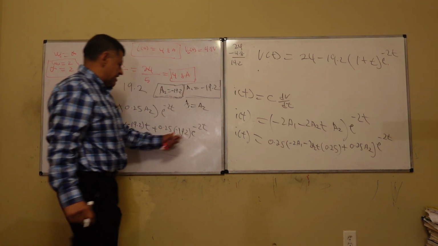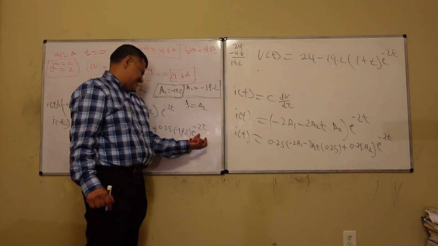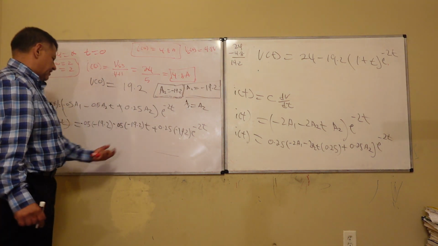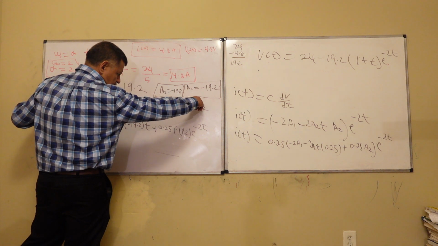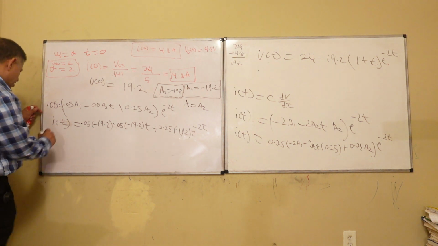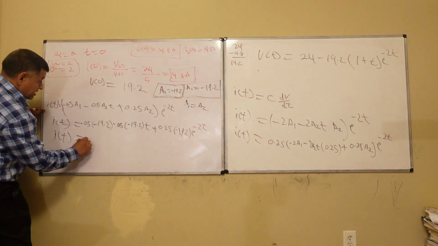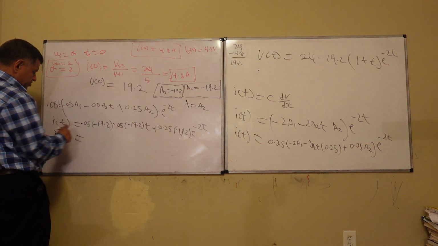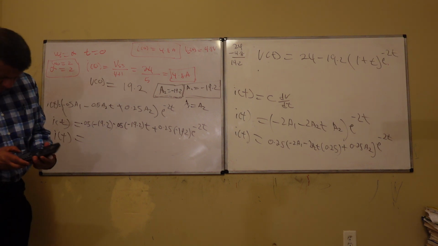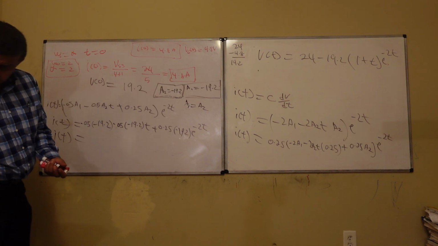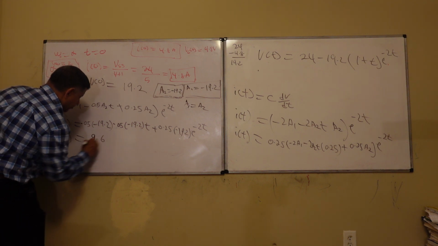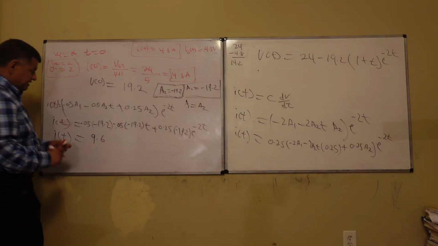Remember that the e to the 2t, you can bring it in eventually. After you've done this, you can do all this and then just remember that you have that and attach it to your answer. You don't have to do it this way. So I of t is equal to, right here, 9.6. This guy right here is equal to 9.6, and it's positive.